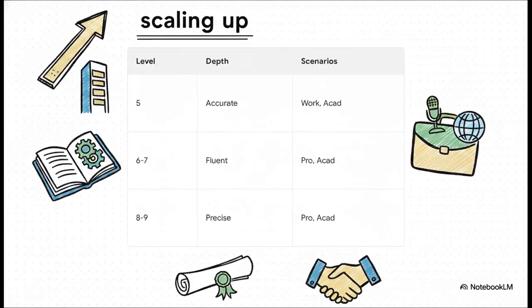Now, what's really interesting about this slide is the massive shift in focus as we move up to levels 5 through 9. We basically leave simple daily life in the rearview mirror. Level 5 demands accurate and appropriate communication for work and academics. Levels 6 and 7 push you into this rich, standard, and fluent territory. And that scales all the way up to levels 8 and 9, which require incredibly precise, in-depth communication for advanced professional and academic settings. Essentially, this system is giving you the tools to build a lifelong career.